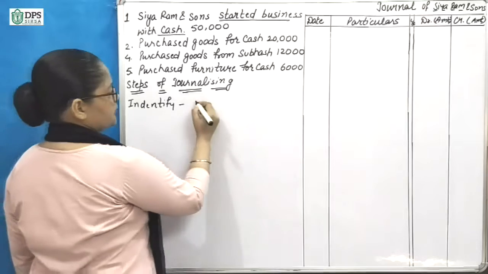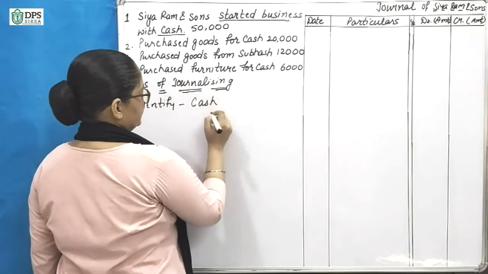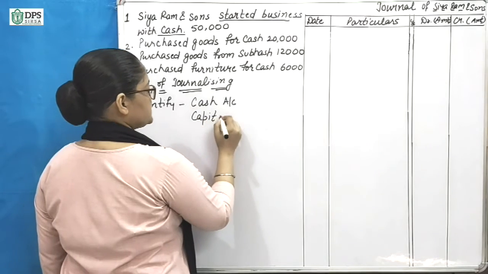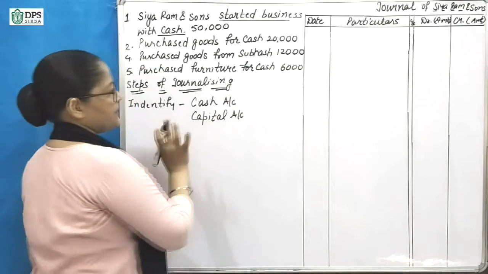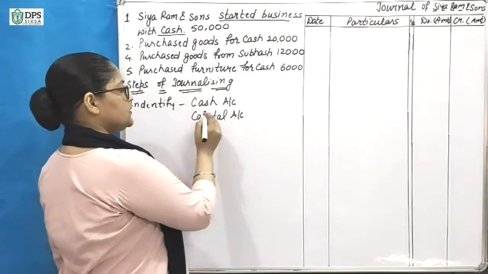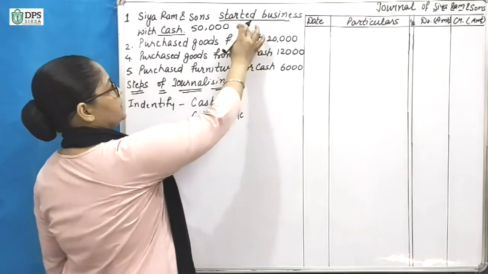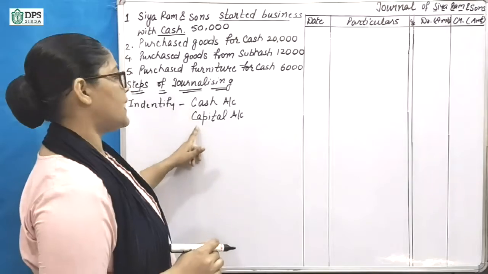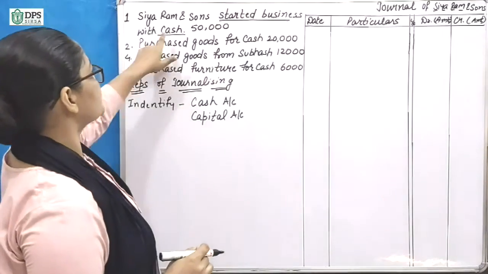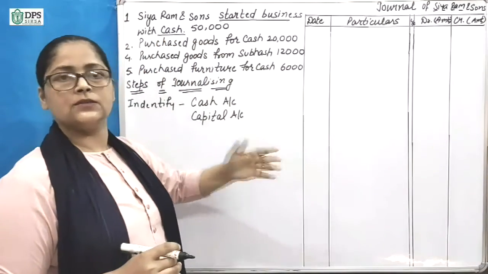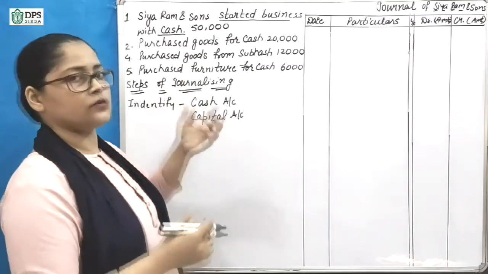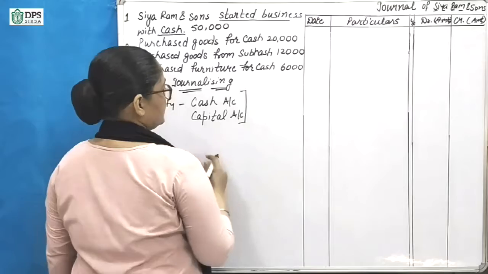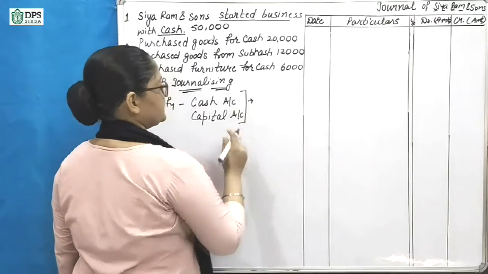In identify, first of all we will write cash and then we will write capital, because whenever we start business we invest capital. So this is the account here that is being affected. So the two accounts are cash account and capital account. Cash is going in the business, investing in the business. So cash is going from us, but it is being invested in the business.